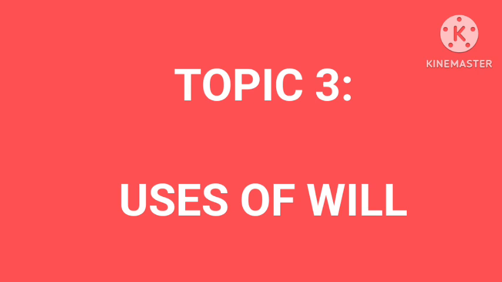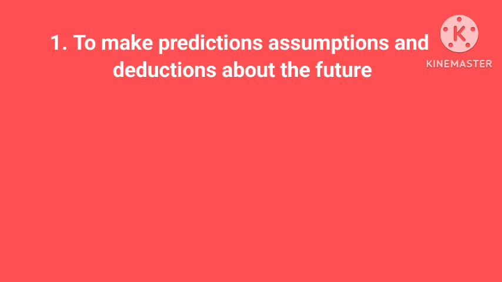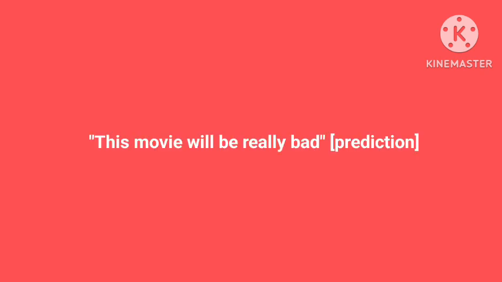For the topic number 3, we have the uses of will. This topic is about all the uses of will. The structure is the same as we already know. The only thing that changes are the uses. For the first use, we have to make predictions, assumptions, and deductions about the future. An example of this would be, this movie will be really bad.